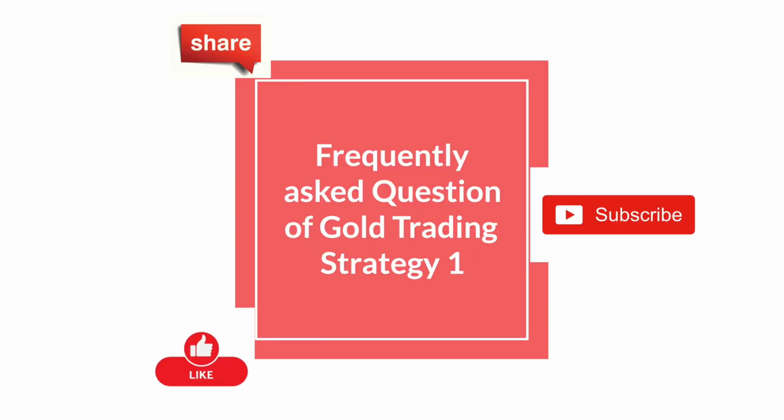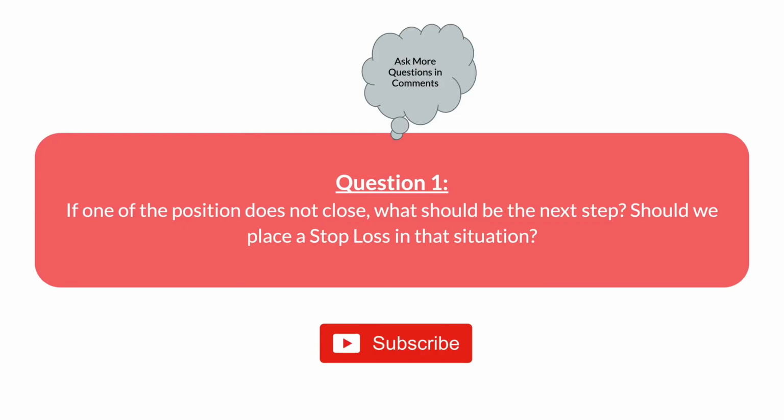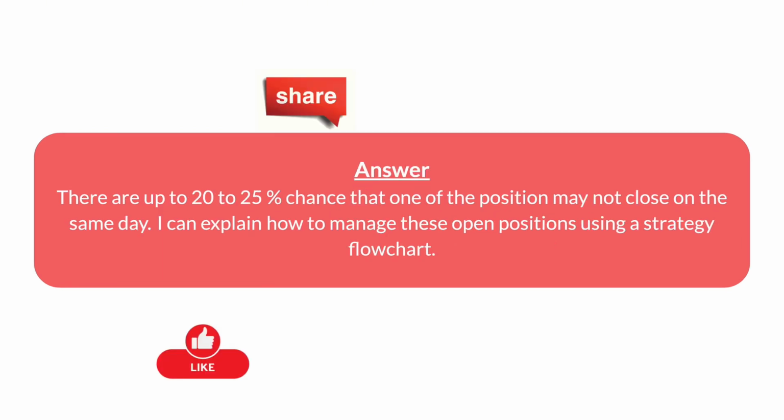Here are some frequently asked questions that will help you better understand this gold trading strategy. Question 1. If one of the positions does not close, what should be the next step? Should we place a stop loss in that situation? The answer is, there is up to a 20 to 25% chance that one of the positions may not close on the same day. I can explain how to manage these open positions using a strategy flowchart.